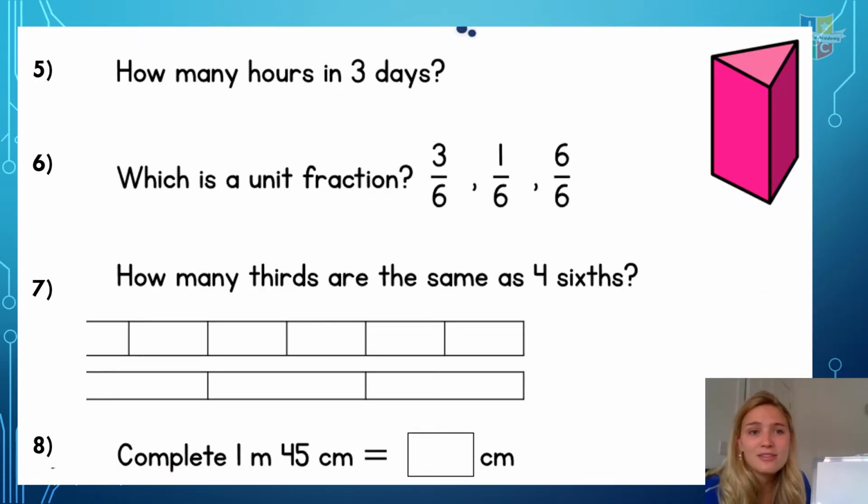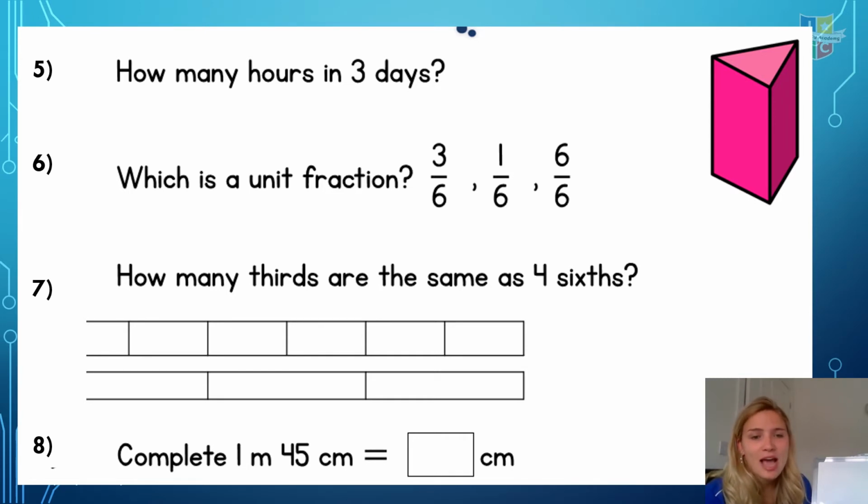Okay, so this time, can you tell me what the shape is in the top corner? It's a bit of a difficult one, this one, but think about what we've already learnt. How many hours are in 3 days? So think about how many hours in 1 day, then how many are in 3 days. Which is a unit fraction? Think about what we call a unit fraction. Why is it a unit fraction?